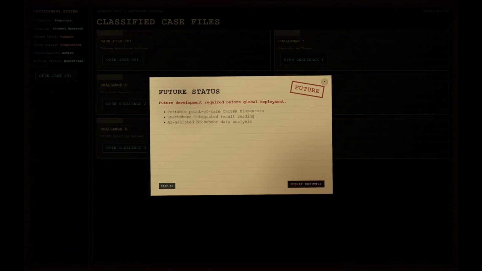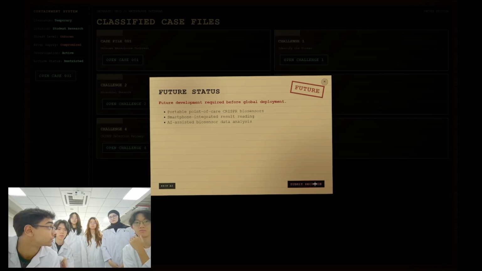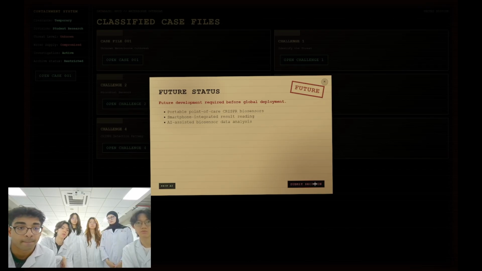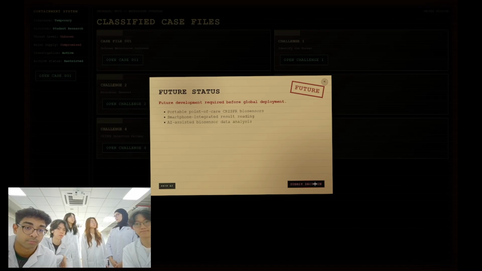Limitations acknowledged. Future status required. The future looks really promising. Researchers are developing portable CRISPR biosensors for point-of-care and real-time pathogen detection. Some systems are even being integrated in smartphones, allowing results to be analyzed and displayed more conveniently. Artificial intelligence is also being explored to help analyze biosensor data and improve diagnostic accuracy. So our answer is yes. But with future developments.